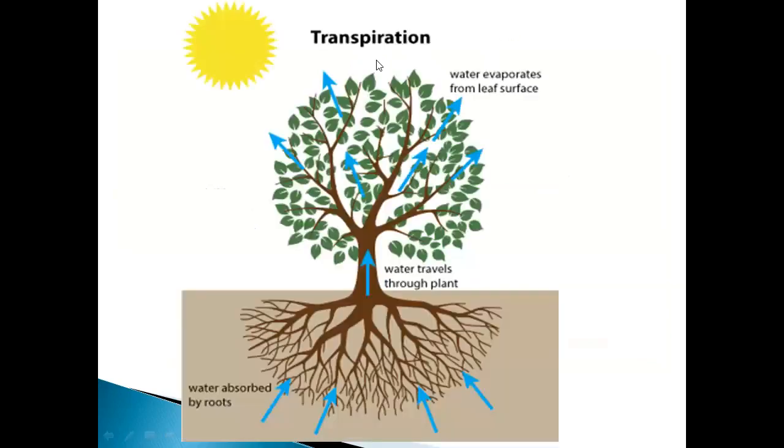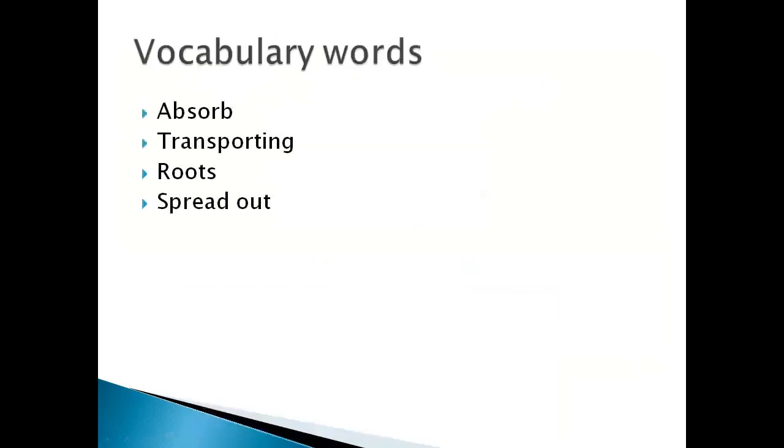Another slide. Transpiration is the same process. Water is absorbed by the roots, the first step. Then water travels through the plant from the roots, is transported to the stem, and from the stem to all other parts of the plant. At the end, water evaporates from the leaf surface. Like this is transpiration, or the transporting of water in a plant.